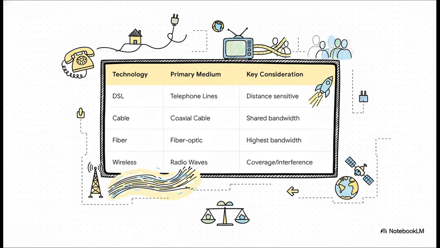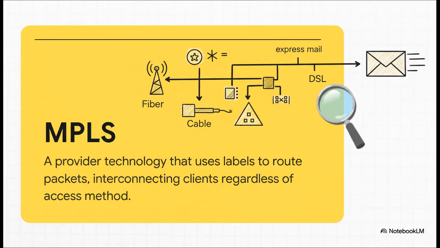The key takeaway here is there's no single best option. It's always a balancing act. Okay, now for a quick peek behind the curtain at how the service providers actually manage all of this traffic. They use this really powerful technology called MPLS. Think of it as the internet's express mail service.